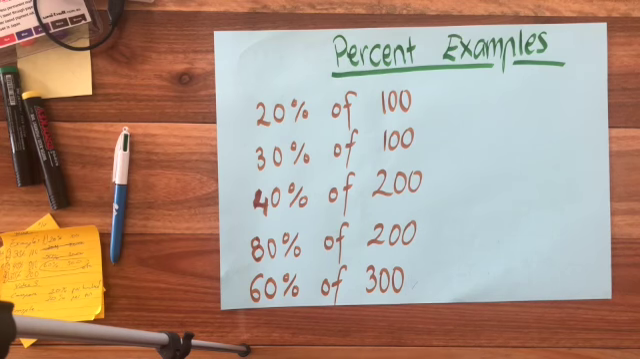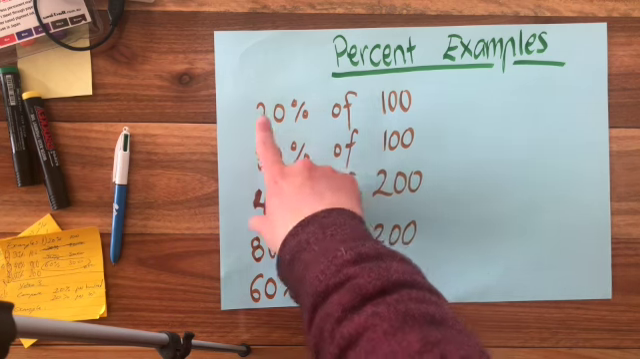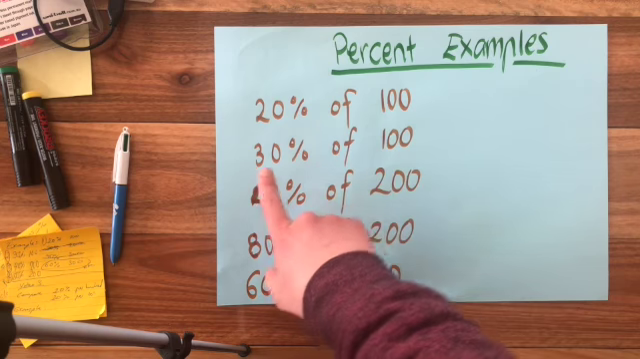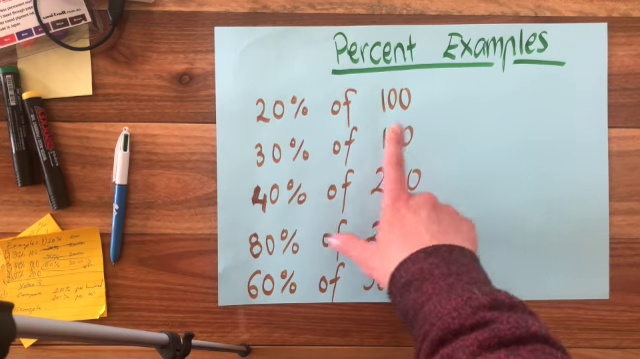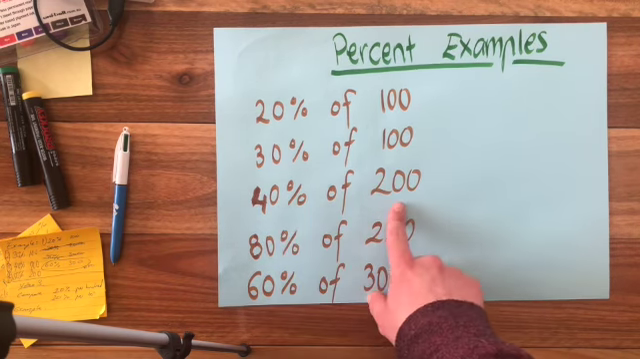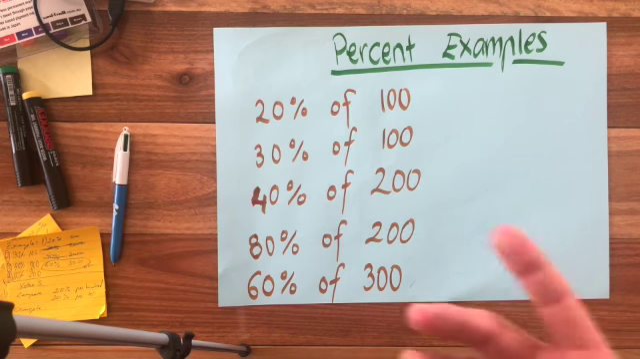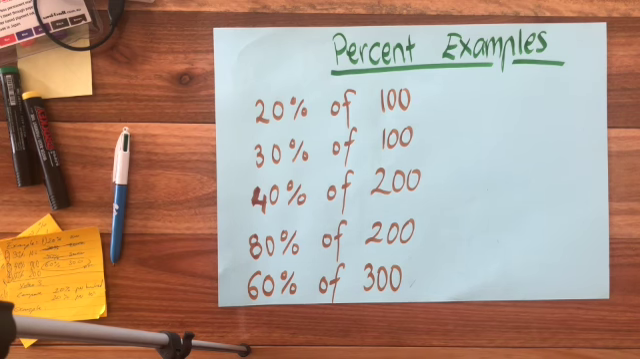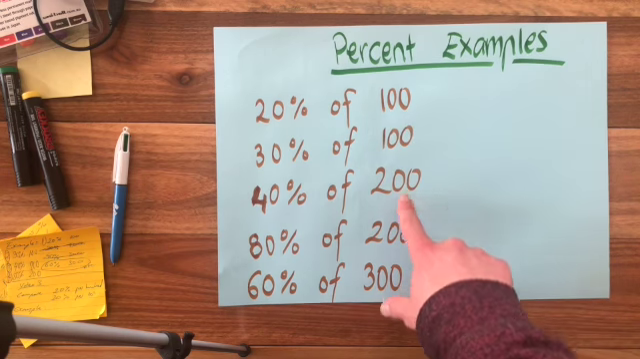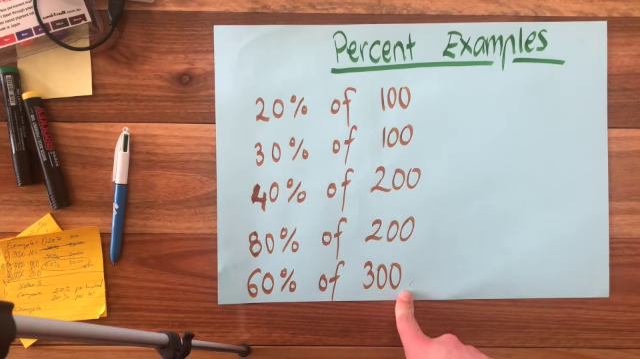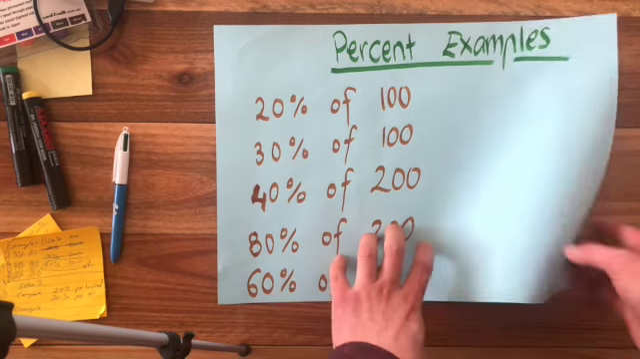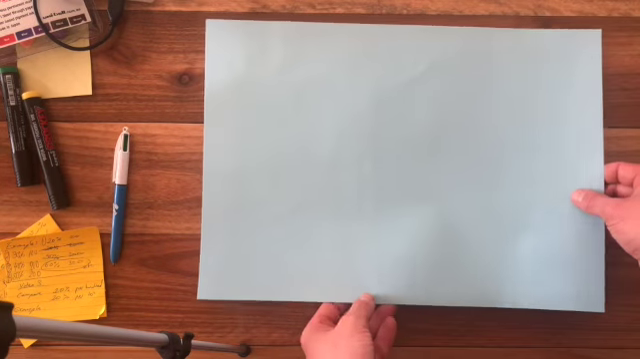In this video, we're looking at percentage examples. So you can see that I've written 5 different examples down here. We need to find out what 20% of 100 is, what 30% of 100 is, what 40% of 200, 80% of 200, and 60% of 300. So we know that percentage is a fraction of an amount, so my answer should be less than each of my original numbers. So let's have a look at the first one, 20% of 100.